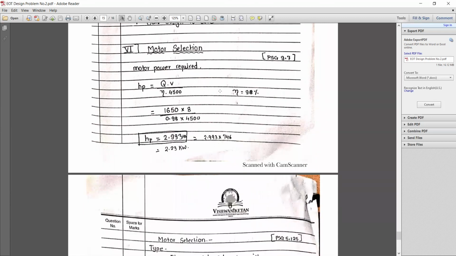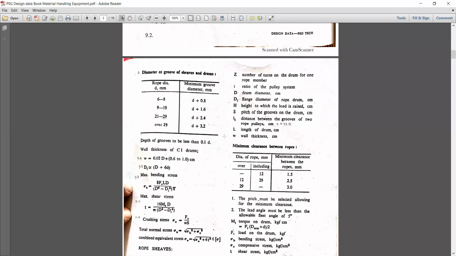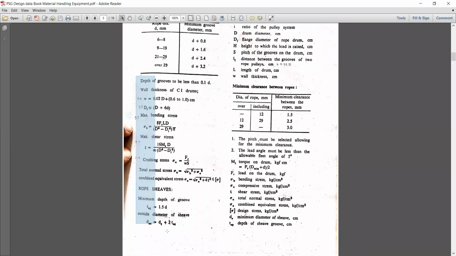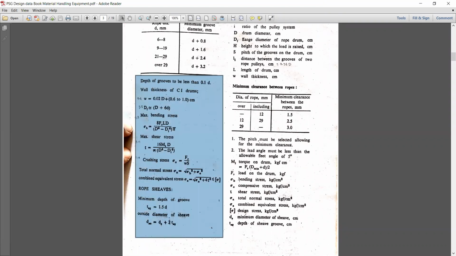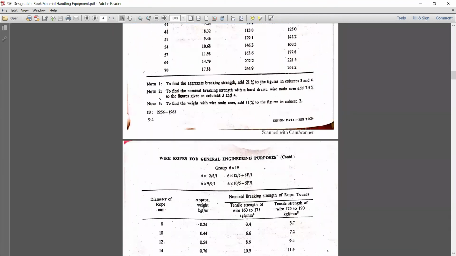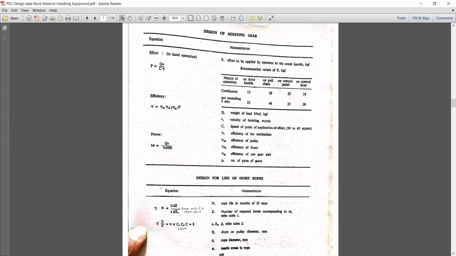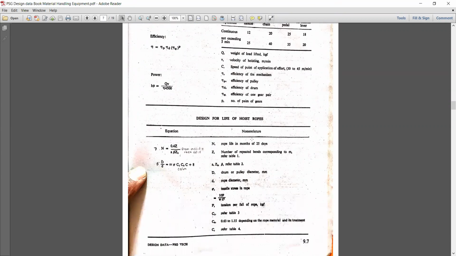Now the last part of the design is the selection of the motor. How can we select the motor? Referring to page number 9.7. Okay, for drum design, all the criteria and all the formulas are over here, so you can select properly. There is no need to remember all the dimensions and all the problems by heart. You just need to understand where the formulas are.